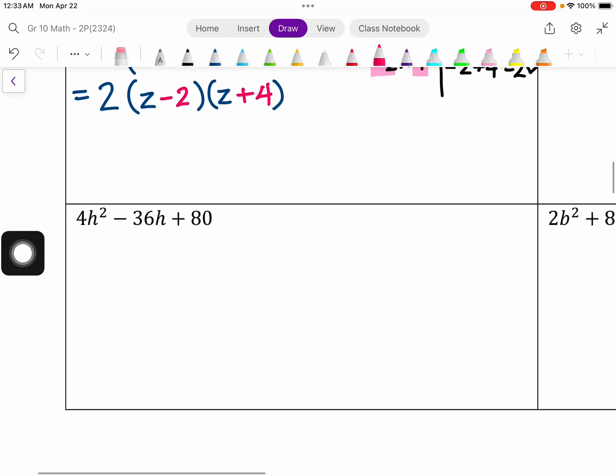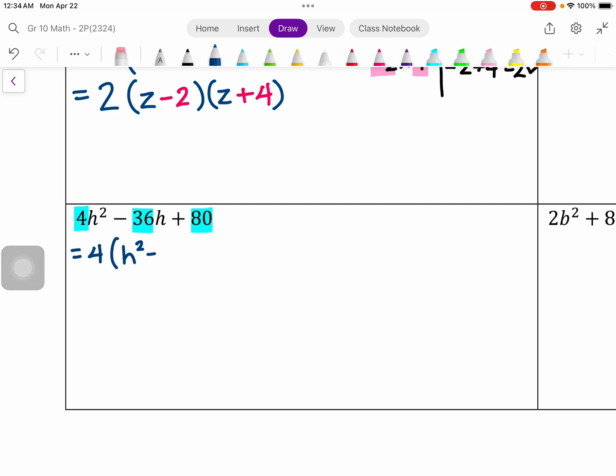All right, let's look at another example here. So this time I have 4, negative 36, and positive 80. And I'm looking to completely get rid of this a. The 36 and 80 both divide by 4, so that's going to be the first thing I do. So what I'm left with is h squared minus 9h plus 20.